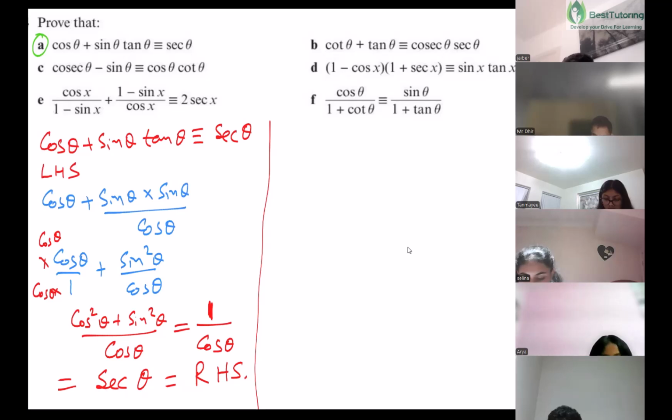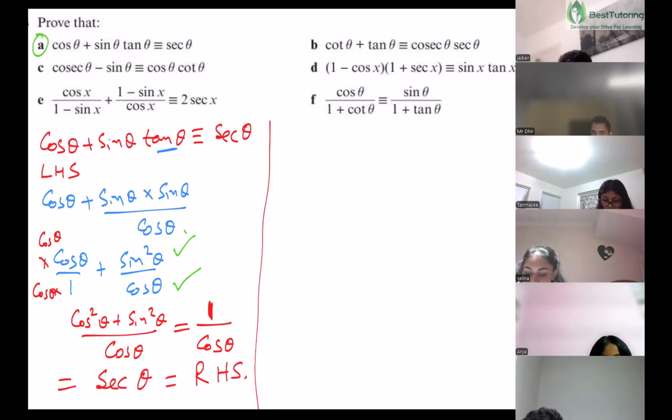Again, if we don't know how to make a start, we need to break up the question, tan theta. And whenever we come across this type of identity, we need to make the same denominator. Okay, so that's the way we should have done this one.